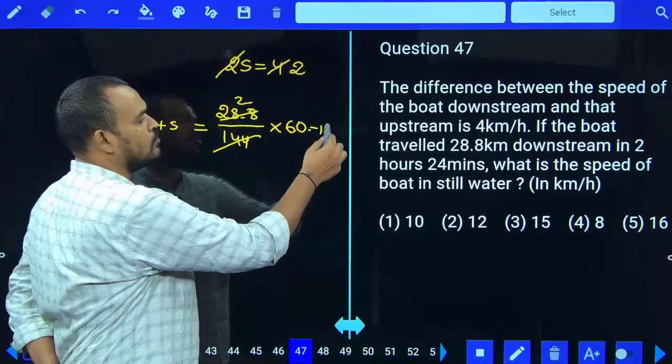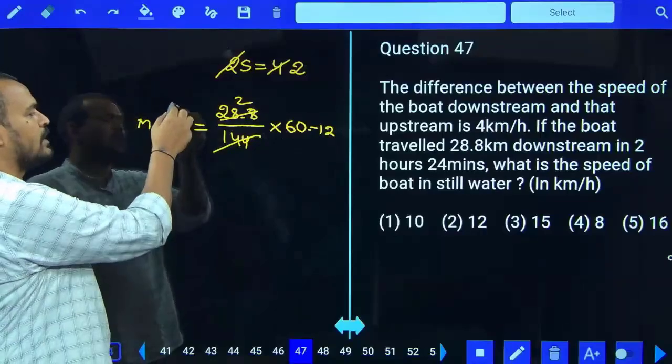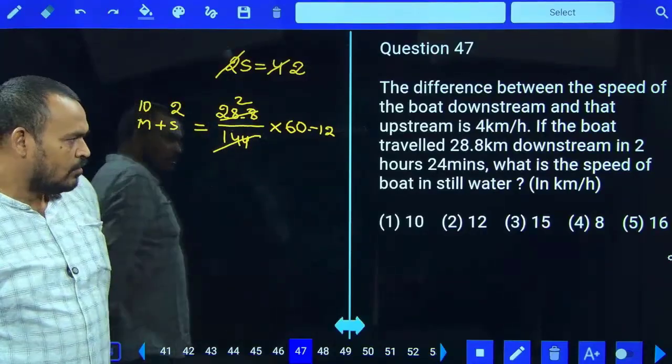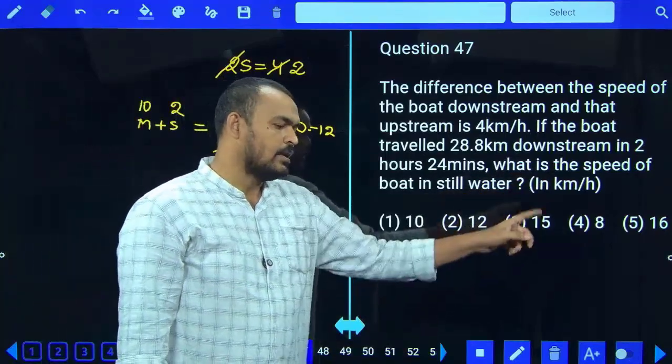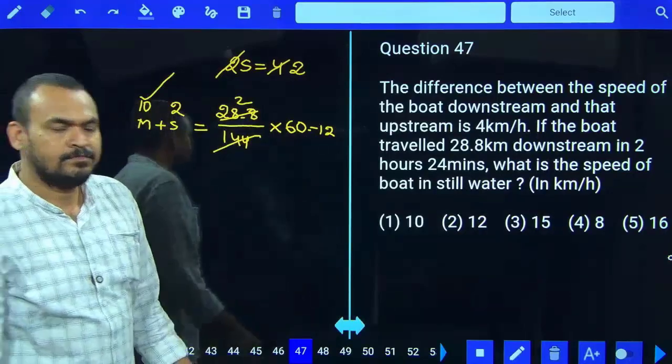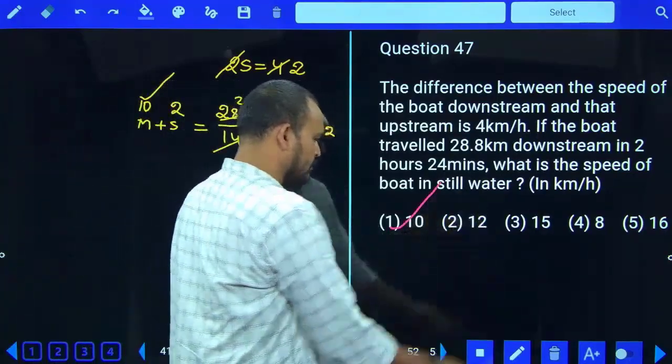So 12 is equal to M plus S. M plus S equals how much? 12. Already the S value is 2. When the S value is 2, the M value is 10. What is the question? What is the speed of the boat in still water? We require the M value. What is the answer? 10. Which option? The first one.